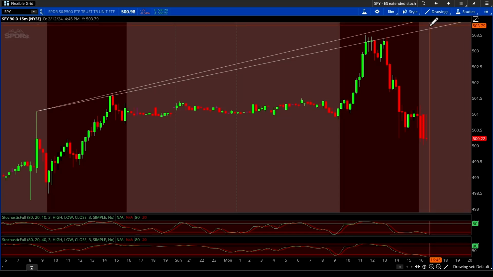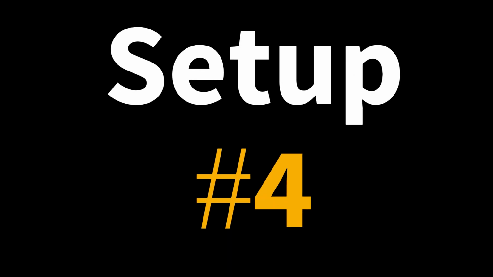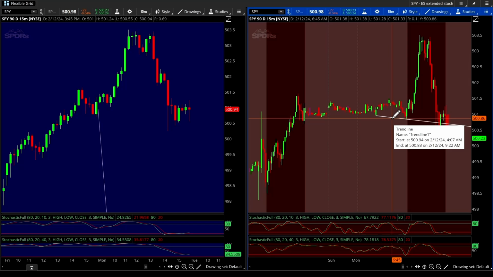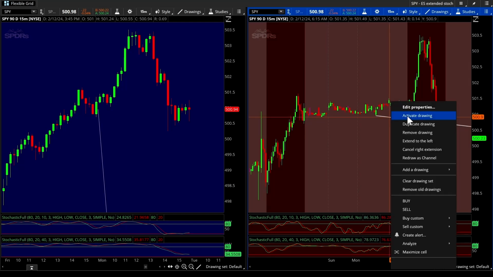Let's take a look at the last setup, number 4. Last but not least, we got setup number 4, and there's a few things we want to be talking about here because I don't want setup number 10. But to begin with, this takes a little practice, and you've got to figure out some of the tricks to see where to get different levels.